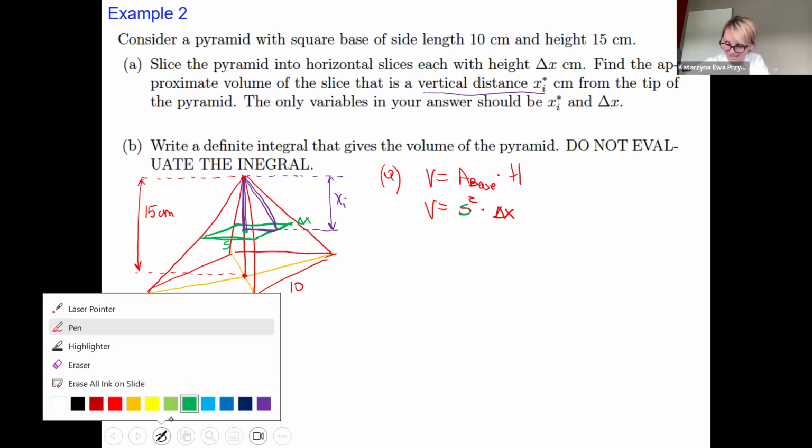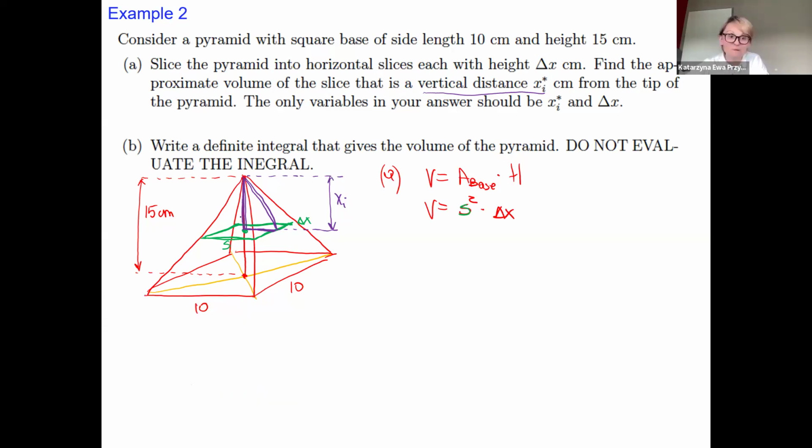Let's build right triangles, similar triangles. We have this purple triangle, where the height is just x sub i, and the bottom is half of s, because we can see it's half of that side. Then we need a big triangle, let's say blue, with that hypotenuse. The blue one has height 15 and half of the bottom, which is 5, for the side.